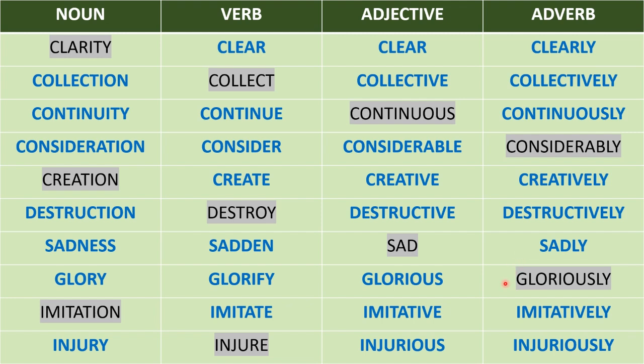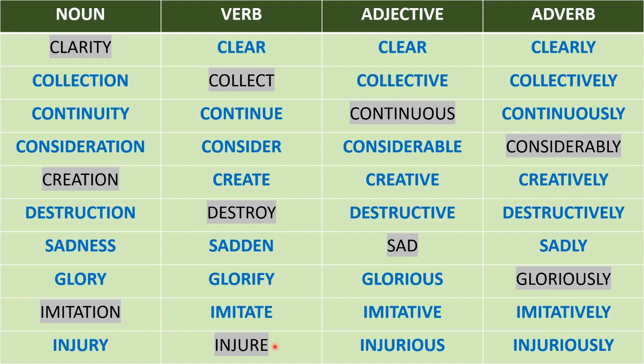Now the next one, adverb is given gloriously. So adjective is glorious. Usually all adjectives you might see, if you add ly, it becomes an adverb. That is a very easy rule to remember. So glorious adjective, glorify verb, and glory noun. Then noun is given imitation. Verb is imitate. Adjective imitative, and adverb imitatively.